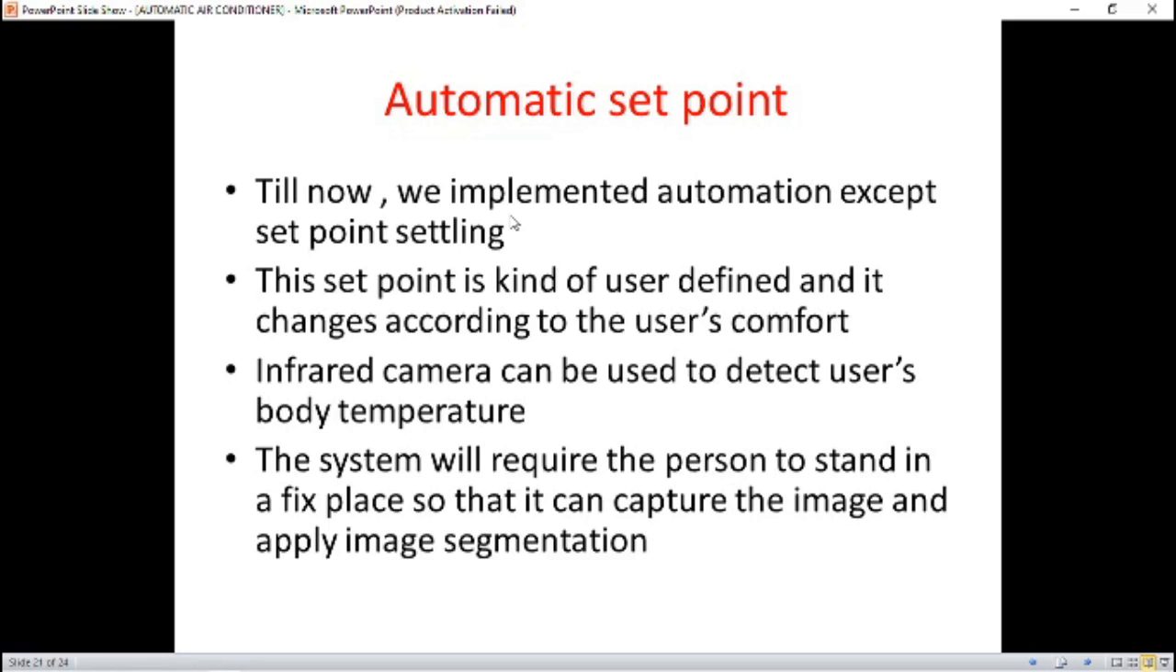So there are still many ideas going on, like we can use an infrared camera to detect the user's body temperature. To implement this, the system will require the person to stand in a fixed place so that it can capture the image, and then it will apply some digital image processing, and correspondingly find the person's comfortable temperature, and the set point will be given that comfortable temperature. In that way we will not require to use the remote frequently.